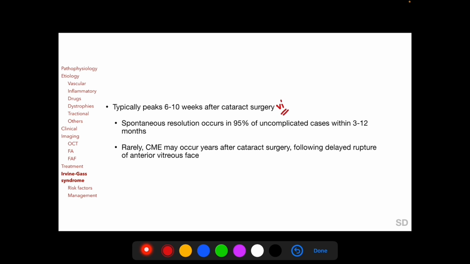So CME following uncomplicated cataract surgery is not found immediately following cataract surgery but occurs on average 2 months following the cataract surgery, and 95% of CME following uncomplicated cataract surgery resolves spontaneously within 3 to 12 months. Rarely CME may occur years after cataract surgery following delayed rupture of the anterior vitreous face.